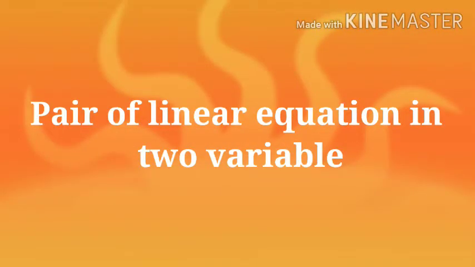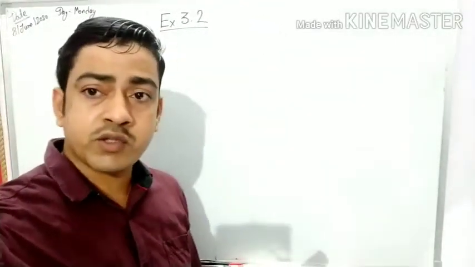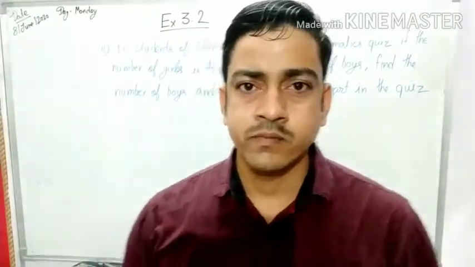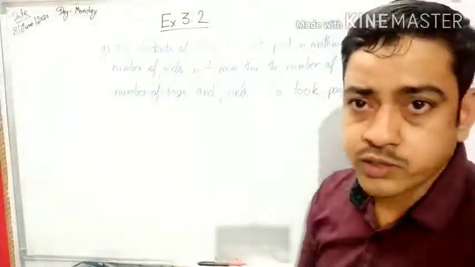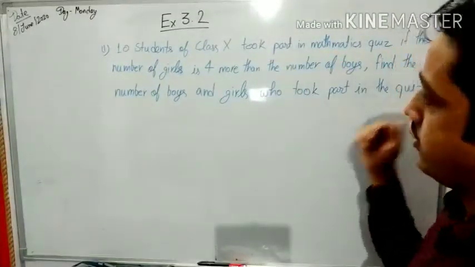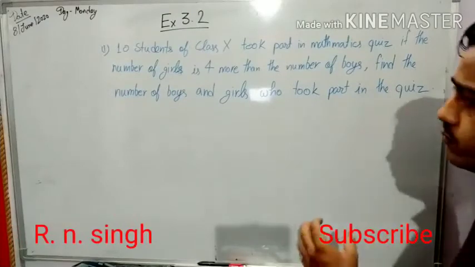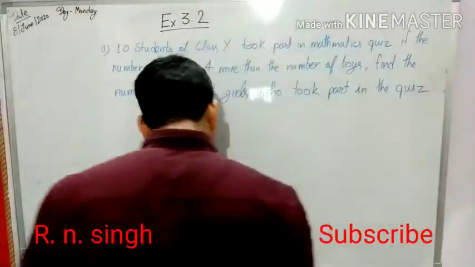So now we have started the second part of this linear equation in two variables, exercise 3.2. Let's check out the first question. Look at this, this is our question. 10 students of class 10 took part in the mathematics quiz. If the number of girls is 4 more than the number of boys, find the number of boys and the girls who took part in the quiz.